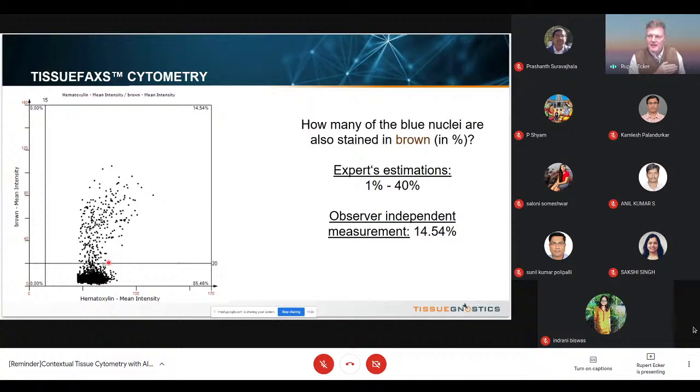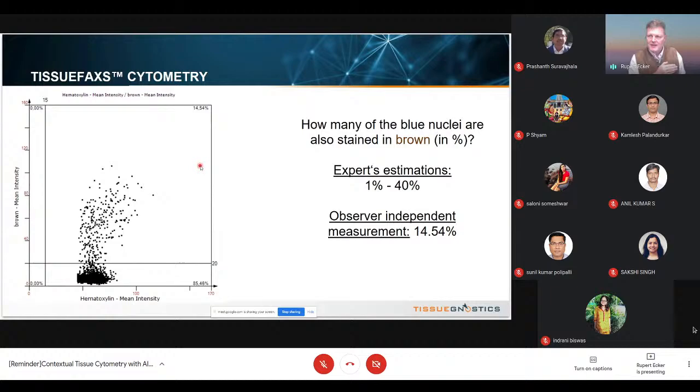And we also see that these are 14.5% of all cells, which are Ki67 positive. Obviously, this number or this percentage depends on where you set the cutoff. So theoretically, you can generate any number that you want. But the question is, how do you have to set the cutoff?